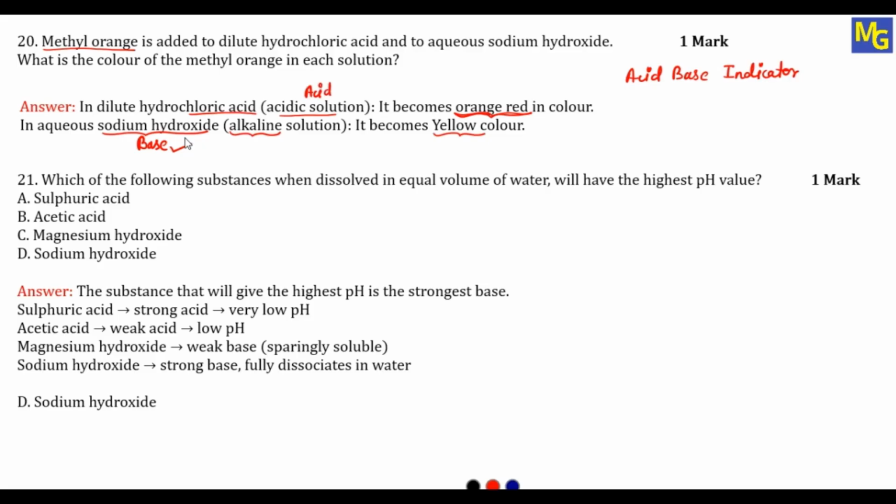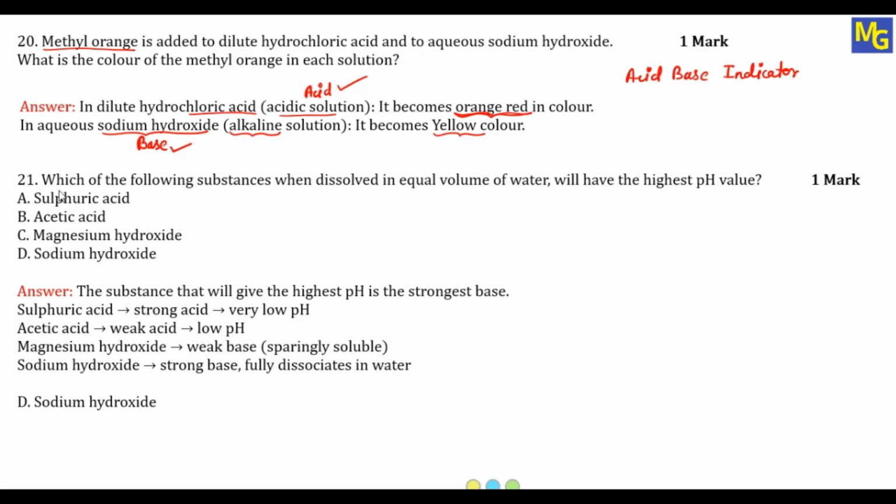I'll repeat once again. Methyl orange indicator becomes orange red when it is added in acids. Methyl orange indicator becomes yellow when it is added in base. So this is the answer for question 20. Now we will move on to question number 21.